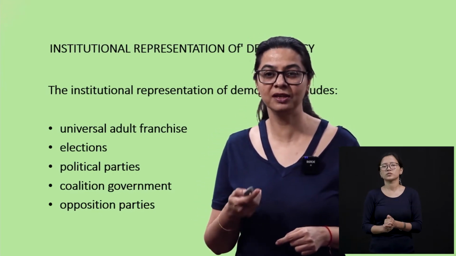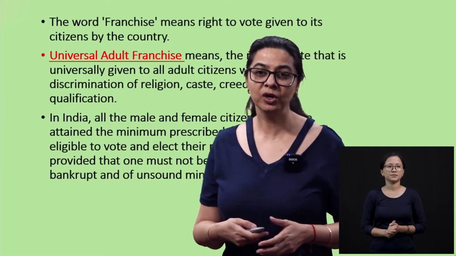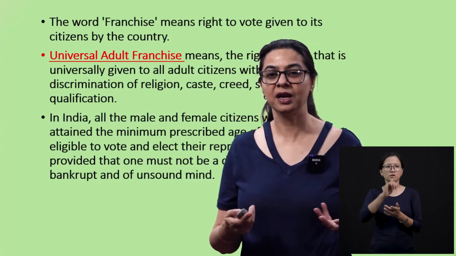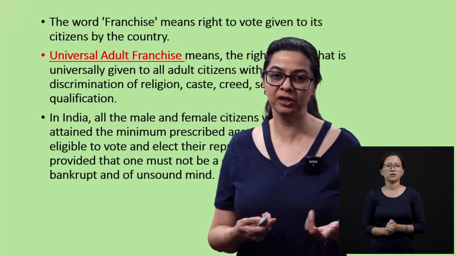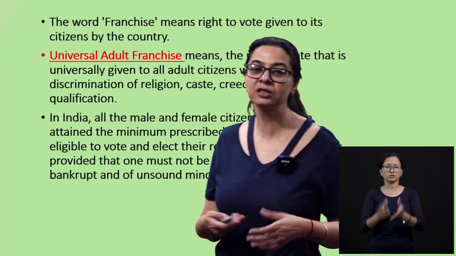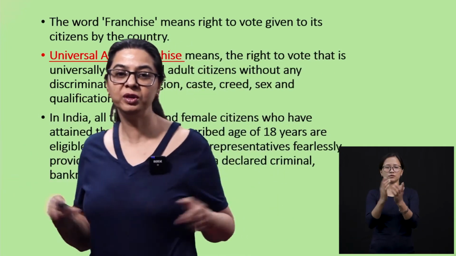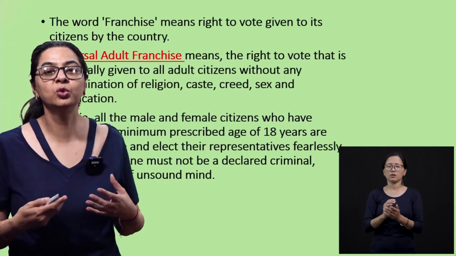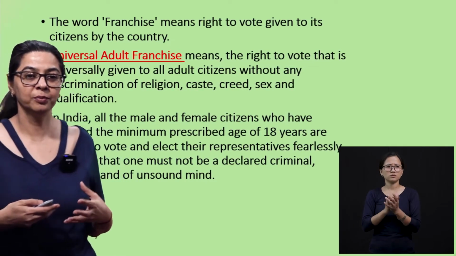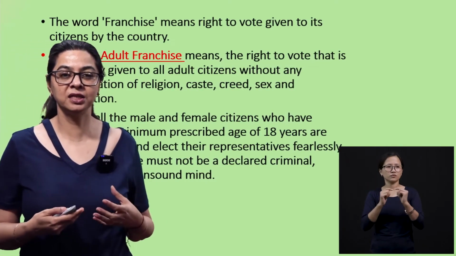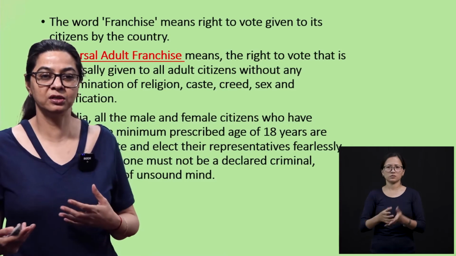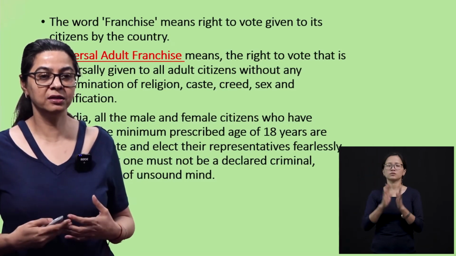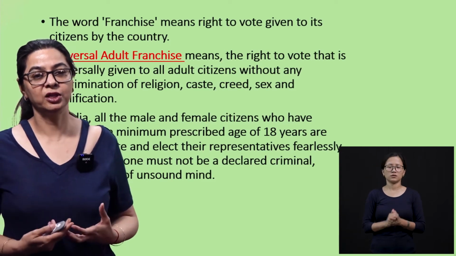Let's find out what's next for us. So the word franchise means right to vote. That has to be given by the government of that day. Universal adult franchise is when everybody has the vote. And adult is decided by the government. So there are countries where the adult age is 16, there are countries where it is 18, where it is 21. In India, it is 18. So if you are an adult, you get the right to vote.